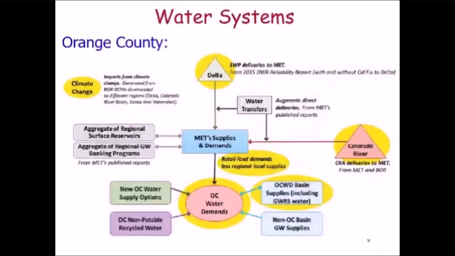Just to give you a little bit more detail on how a water system works, this is Orange County. So Orange County Water Agency has supplies that come in from the Delta through Metropolitan Water District of Southern California, and supplies from the Colorado River that come in the same way. They're worried about climate change. They have water transfers that go back and forth between all these different users and different contractors. They have some regional surface water reservoirs and groundwater banking that they do. They've got a variety of water demands, and they've got the retail demand. So lots of things going on, both on the supply side and the demand side.